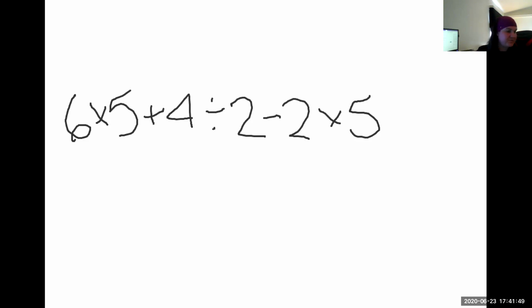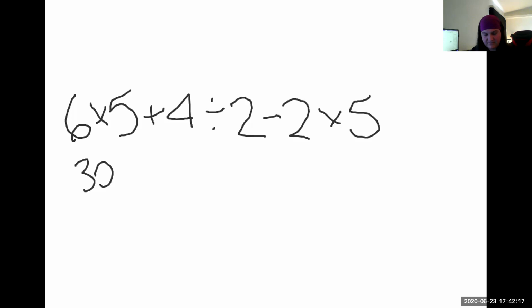You can just plug it in. It's going to give you the answer you want. But we need to be able to do it by hand to understand the process of it. So there's no parentheses, there's no exponents, there's multiplication though. So let's do 6 times 5 is 30. Okay, well, there's plus. Let's keep moving down the line.